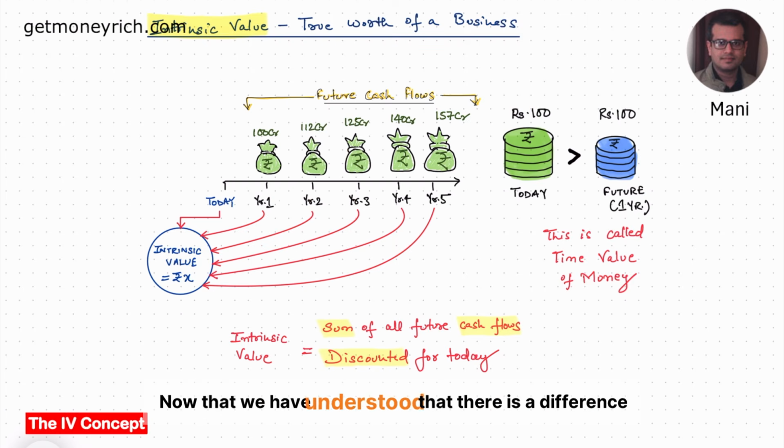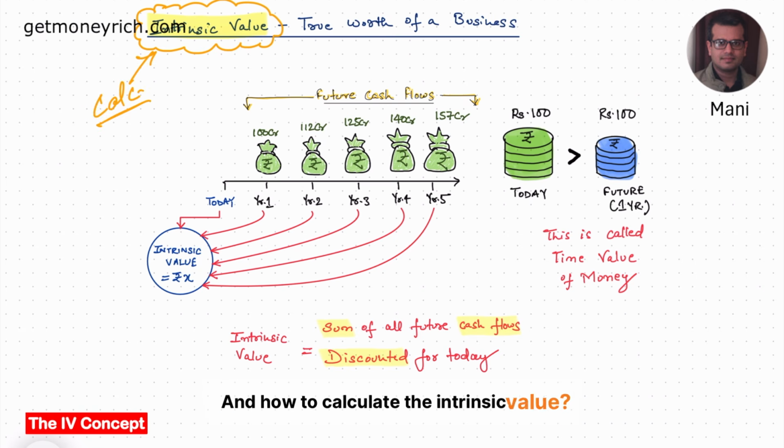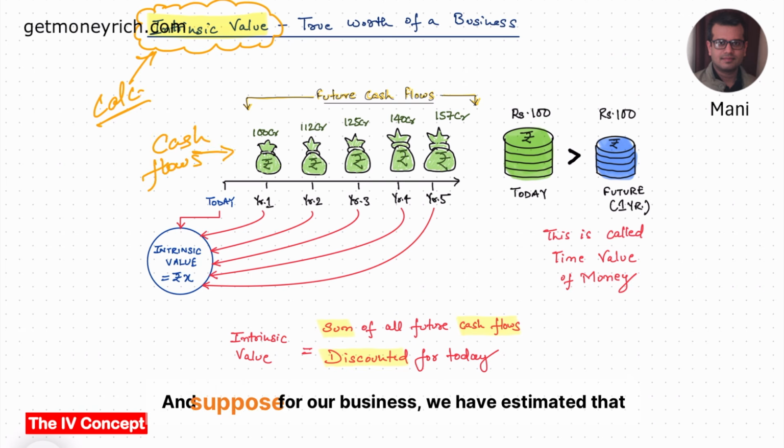Now that we have understood that there is a difference between the price of a stock and the value of a stock, let's discuss a bit more about the value. When we say value of a stock, we are essentially talking about the intrinsic value of a stock that needs to be calculated. And how to calculate the intrinsic value? To calculate the intrinsic value, you must know the future cash flows. And suppose for a business, we have estimated that after 1 year from now, it will generate 100 crores. After 2 years, it will generate 112 crores. After the third year, it will generate 125 crores. In the fourth year, it will generate 140 crores.